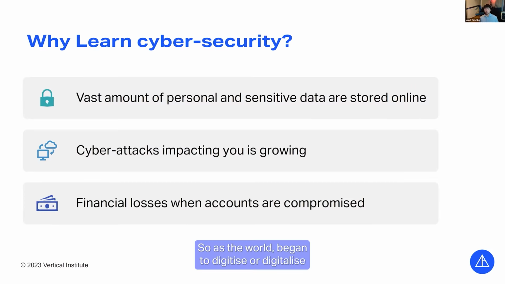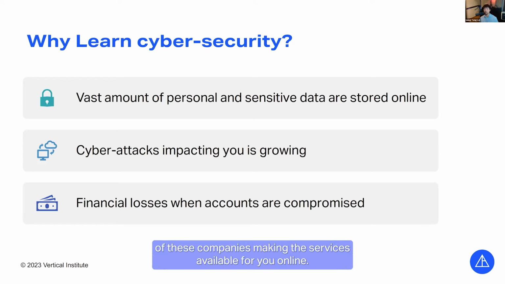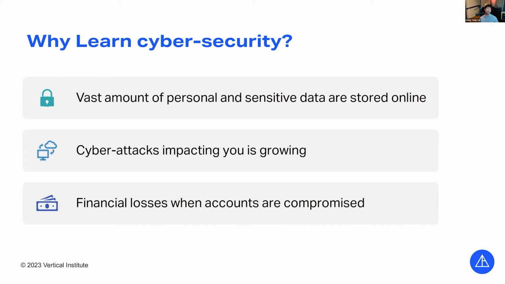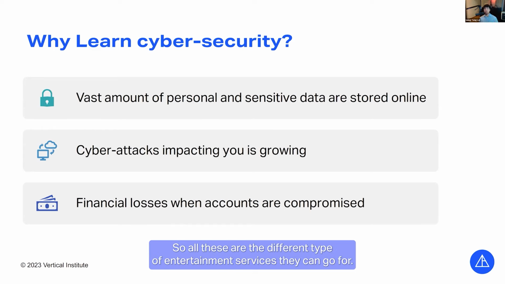So as the world began to digitalize since the COVID pandemic in early 2020, we see more and more companies making their services available online. Think about nowadays when you want to watch a movie, chances are you go to youtube.com, Netflix, HBO Go, or Amazon Prime, right? All these are different types of entertainment services.